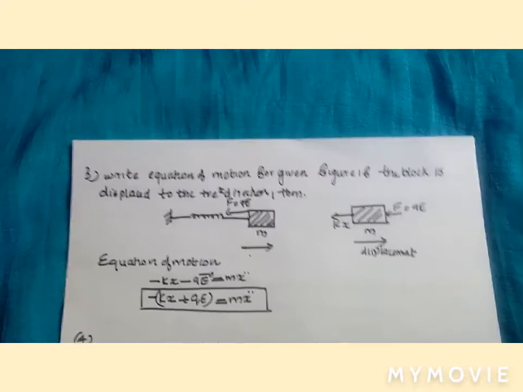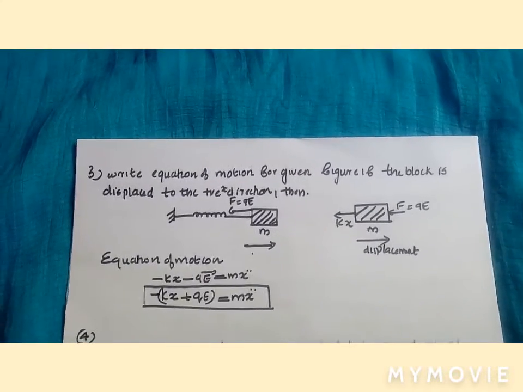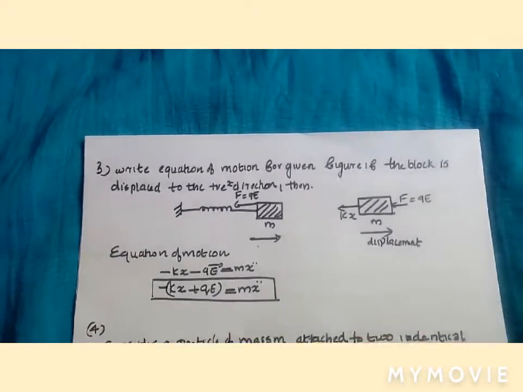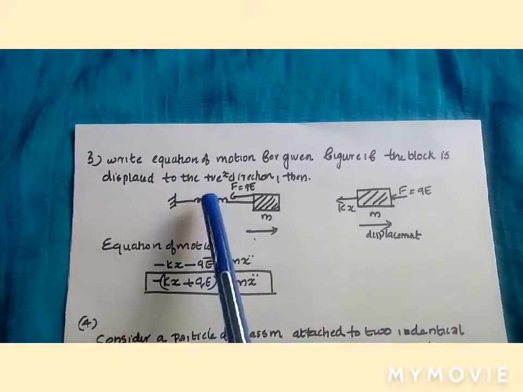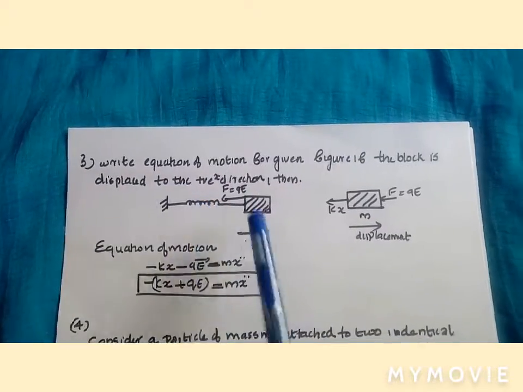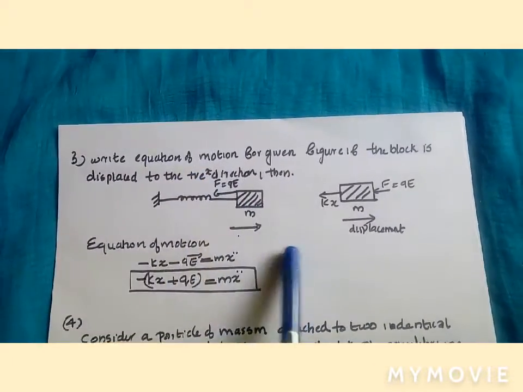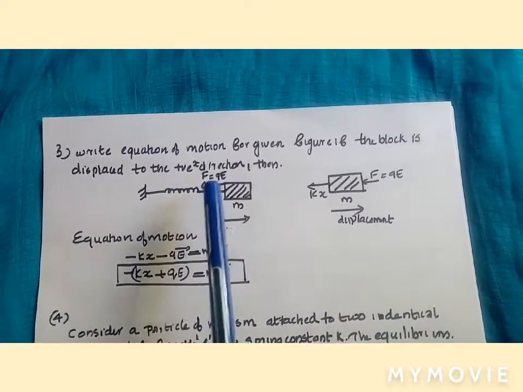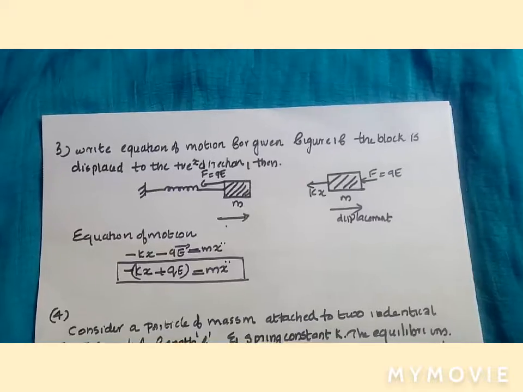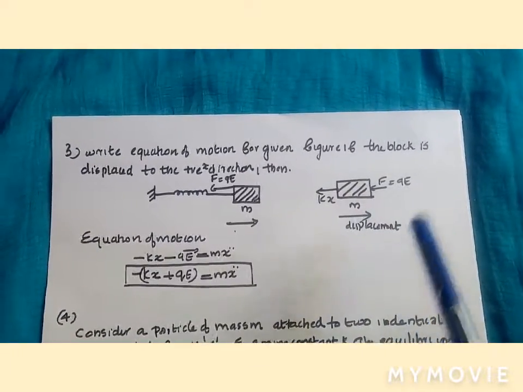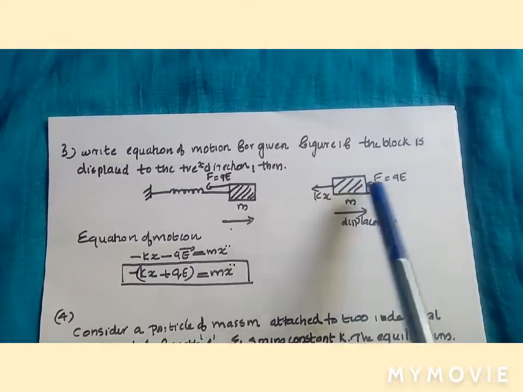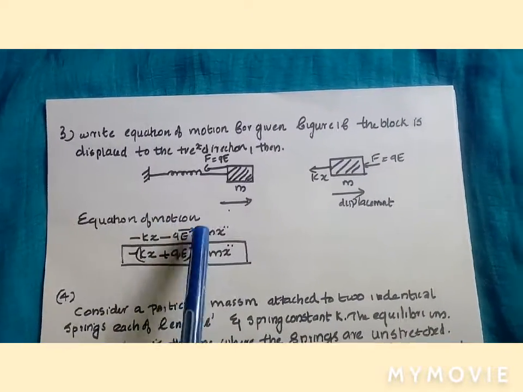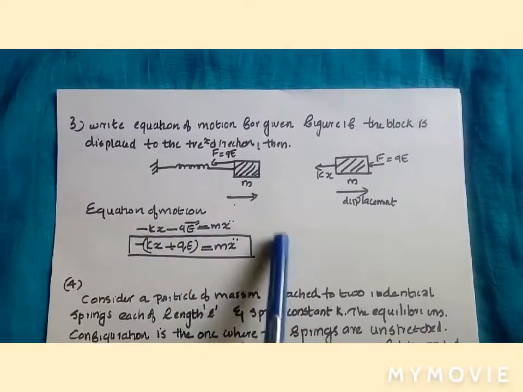Next problem: write the equation of motion for the given figure if the block is displaced in the positive x direction. In the figure we know that the spring experiences a restoring force which is opposite to the displacement along the positive x direction, and also there is an electrostatic force, that is F is equal to QE. So there are forces QE and kx in the same direction, opposite to the displacement. That means minus kx minus QE is equal to m x double dot. This is the equation of motion.